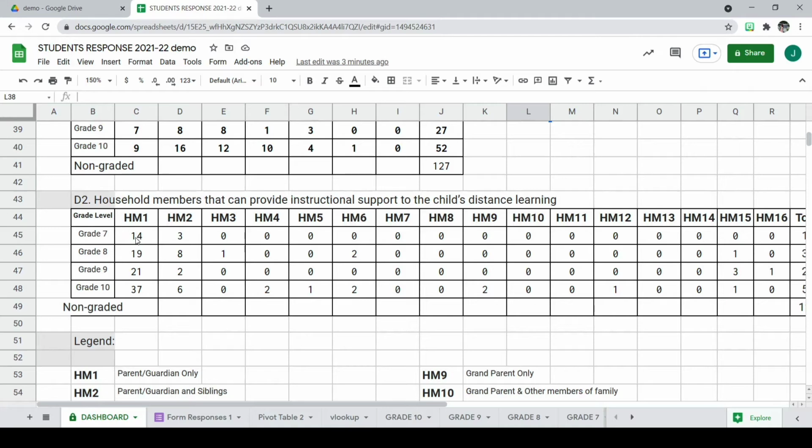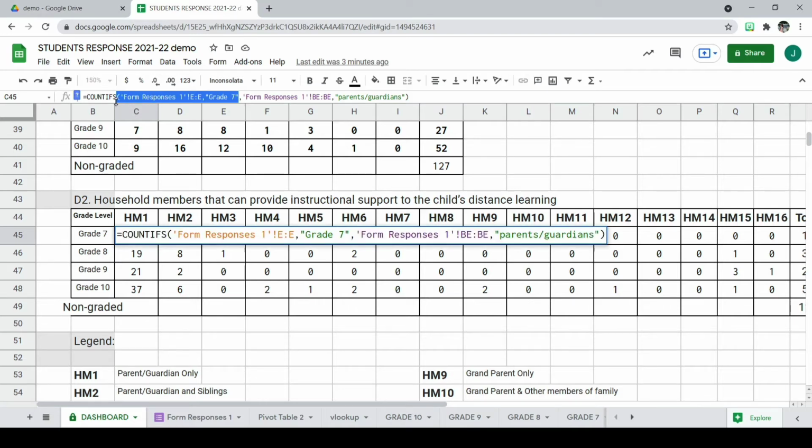Limot ko, guys. So, for example, we have their COUNTIFs. So, maura gihapon. So, gusto ko mahibaw-an kung pila ka ba grade 7 na ang ilang tubag sa ilahang form nga naa sa column BEBE, katong about sa household members that can provide instructional support. Makita man diri sa BEBE nako. Nga ang ilang tubag is parents or guardians ra.